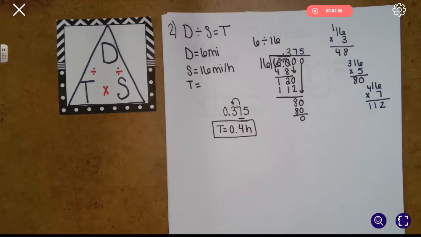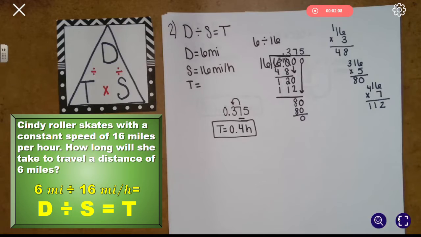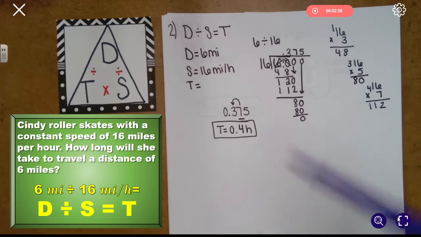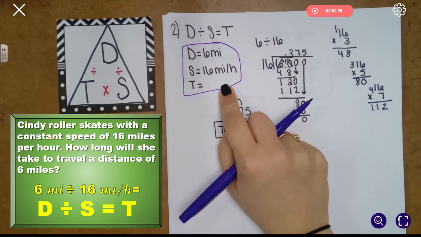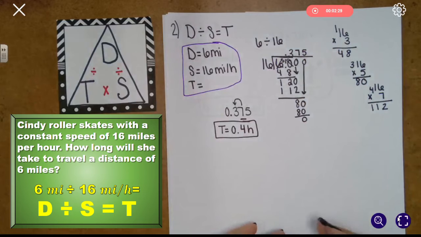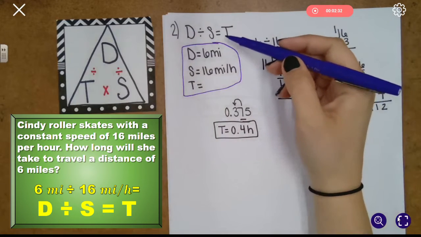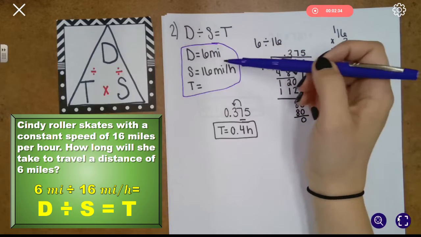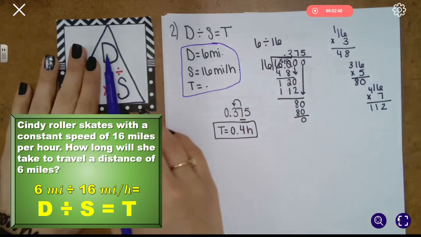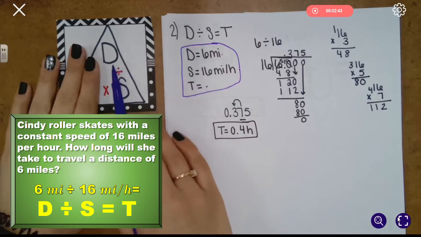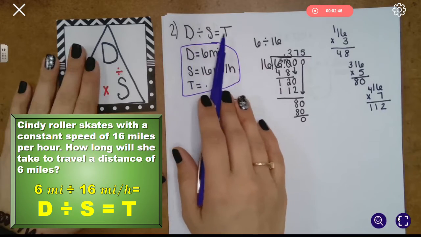Alrighty, number 2. It said Cindy roller skates with a constant speed of 16 miles per hour. How long will it take her to travel a distance of 6 miles? Something that I always do, and you're going to see on every one of my problems, is I always do this right here. I call this an inventory, and I always write down everything that it tells me in the problem so I know what I'm plugging into my equation. So I know that I have my distance, I have my speed, and I'm looking for my time. I have to do distance divided by the speed. Distance divided by speed equals time.